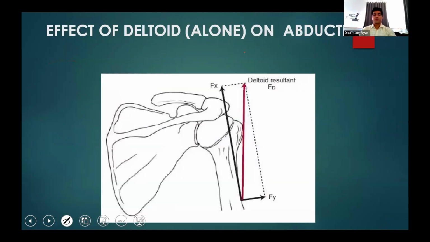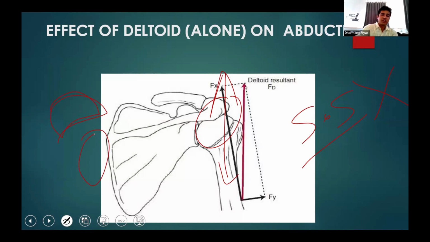Moving further, what is the effect of the deltoid alone in the absence of supraspinatus? So what happens if we did not have supraspinatus? If we did not have the supraspinatus, the deltoid would have created superior translation, which would have caused more impingement. So just imagine that this is the acromion process. This is the head of humerus. And when I have strong contractions of the deltoid, my head of humerus will go into superior translation, which will cause further impingement of the subacromial structures, right?